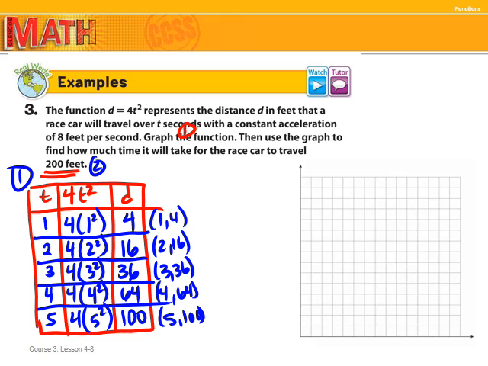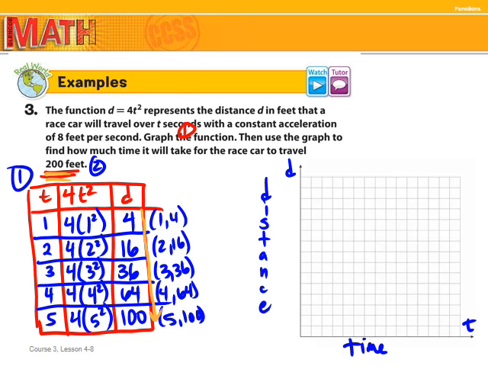The second part is how much time will it take for the race car to travel 200 feet. So down here is going to be my time, my t, and my d, or my distance, is going to be my y-axis. So I see that I go on the distance from 4 all the way to 100, and I want to check 200. So I'm going to label these, let's say every second one is 50.